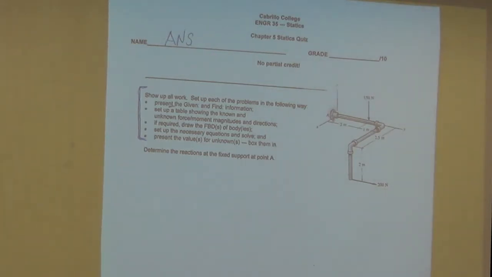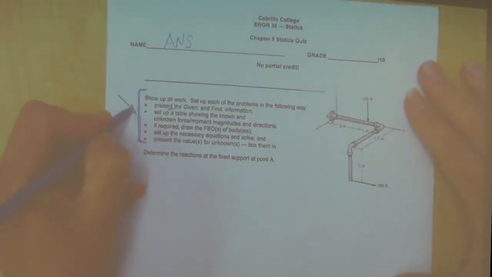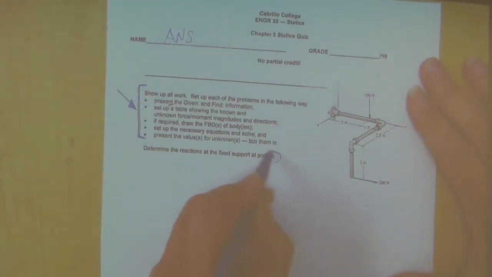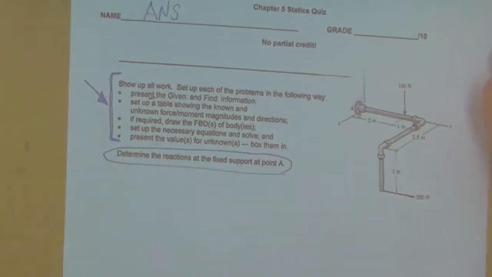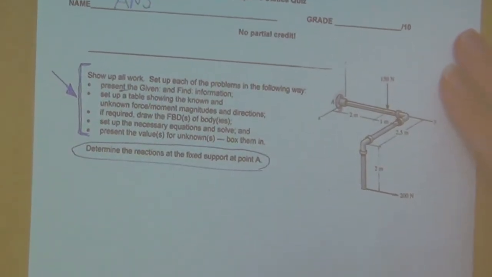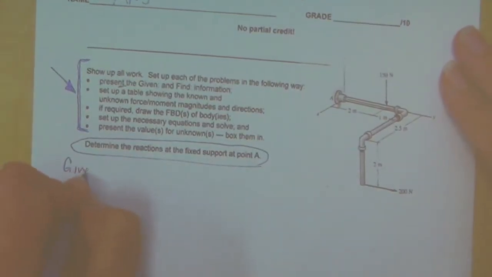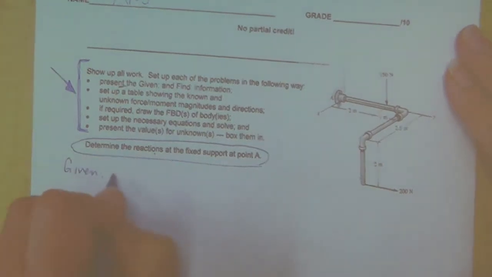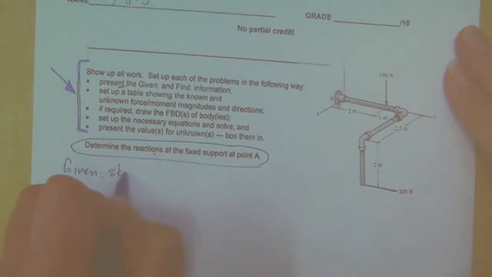Okay, so this is all the information on setting up and what I want to see, and you'll see that on the exam too. So really the only question is here. Charlie, what's the first thing we do on these problems? Find the given. So is there anything in the words of the problem that isn't in the picture? No. So you write the sketch.